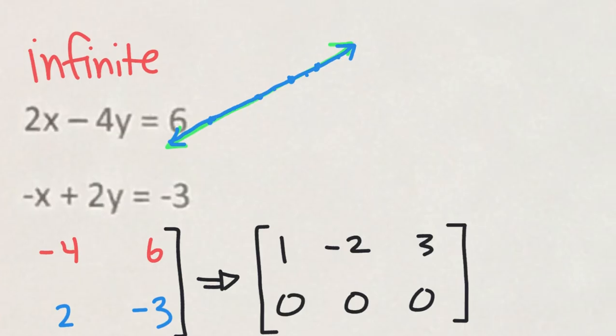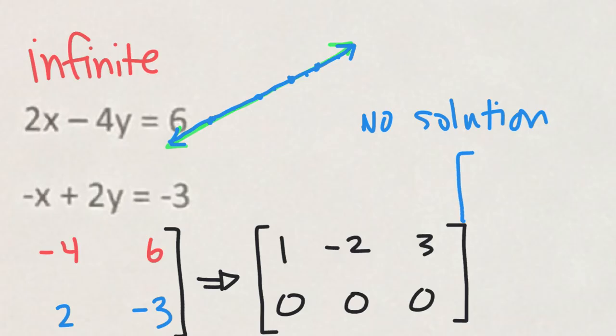Now, if there's no solution, then your matrix will not have any x or y's, but it might have a number in that position.